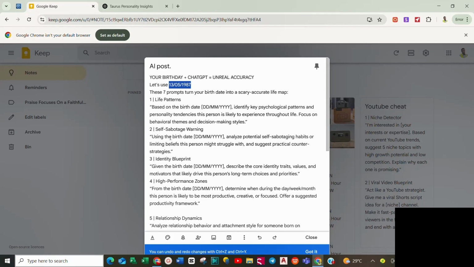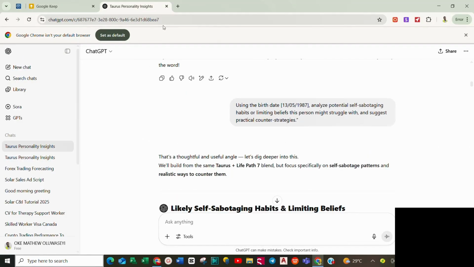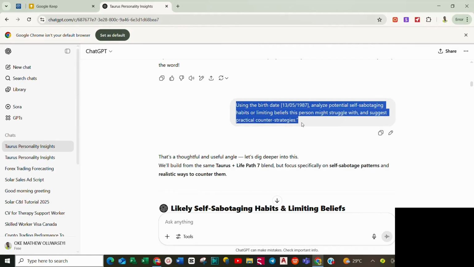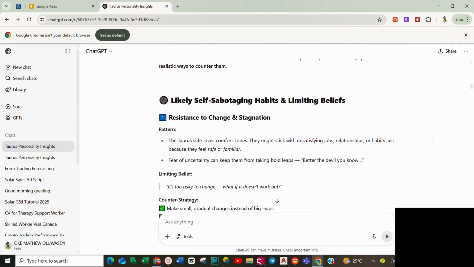So using the birth date, analyze potential self-sabotage habits or limiting beliefs this person might struggle with and suggest practical counter strategies. This is the question here, and we've put in the date of birth, and this is what ChatGPT AI is saying about this person.